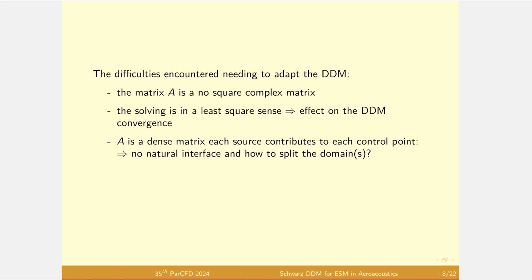And also, R is a dense matrix. So each source contributes to each control point. So we don't have a natural interface like we naturally have in a partial differential equation. So how to split the domain? Because we don't have limited data dependency, but all points affect the result.